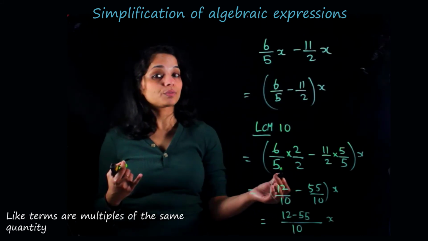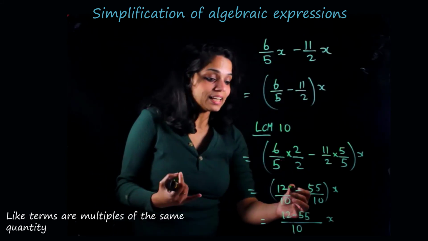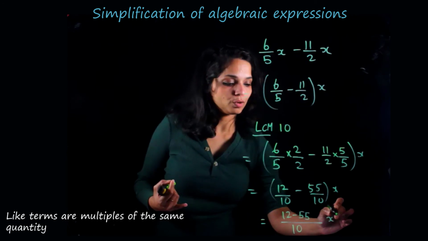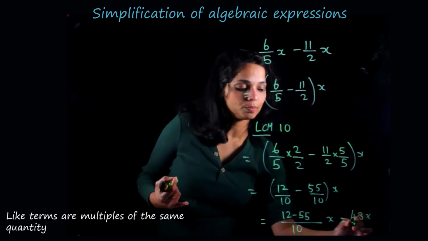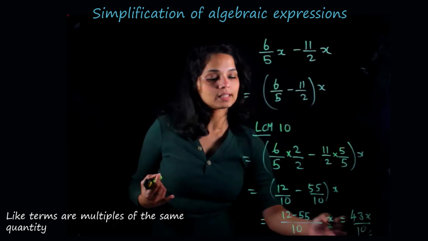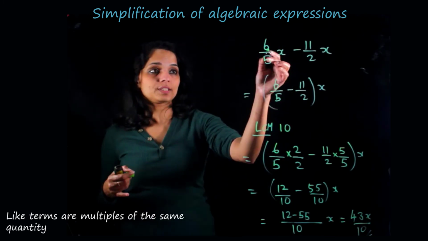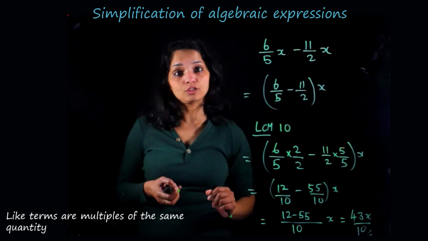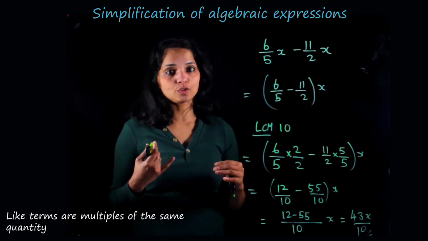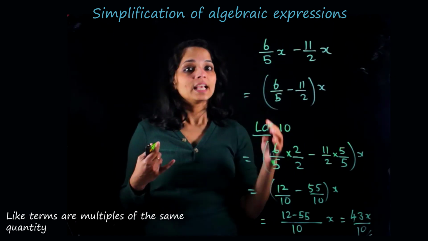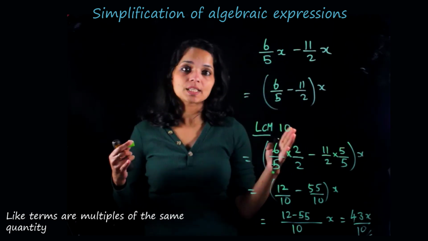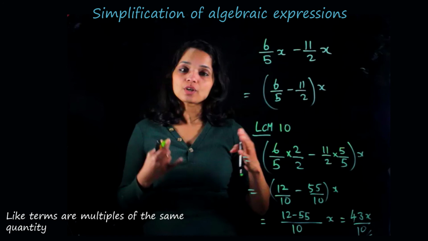12 minus 55, quite easy, which is minus 43. So it's minus 43x on 10. That's the answer for this question, 6 on 5 x minus 11 on 2 x. I hope this makes sense to you. We've covered different examples that involve a lot of simplification, especially combining like terms and performing addition or subtraction.